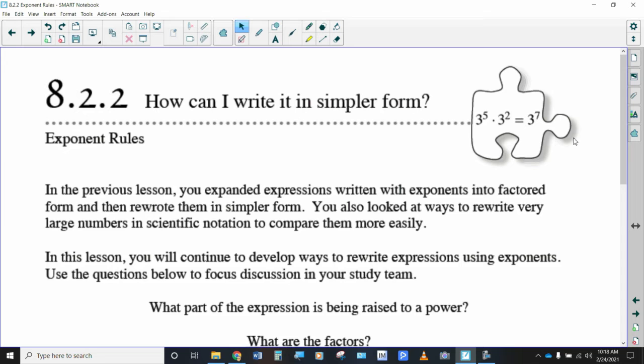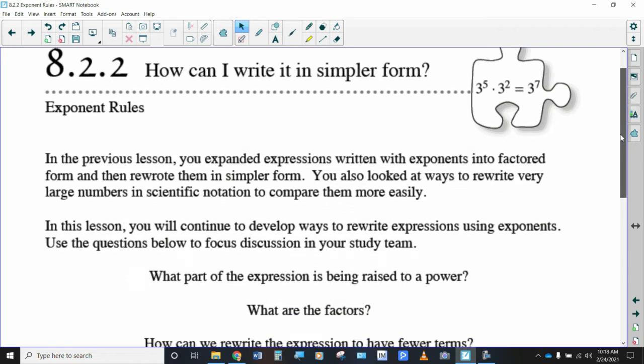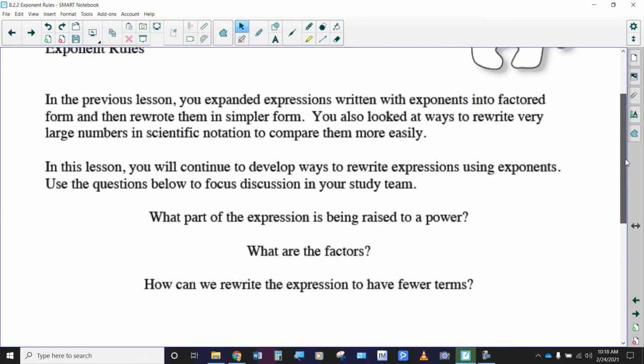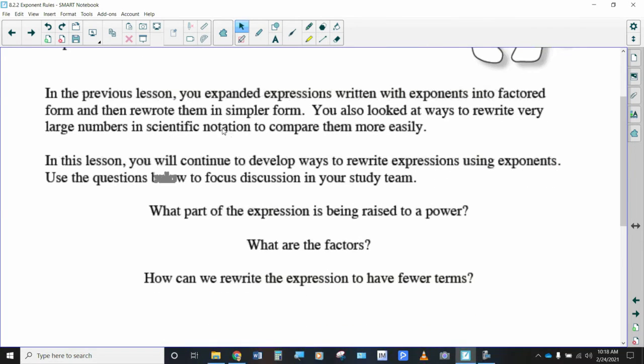It says, in the previous lesson, you expanded expressions written with exponents into factored form and then rewrote them in a simpler form. You also looked at ways to rewrite very large numbers in scientific notation to compare them more easily. In this lesson, you will continue to develop ways to rewrite expressions using exponents. Use the questions below to focus discussion today, or thinking at any rate.